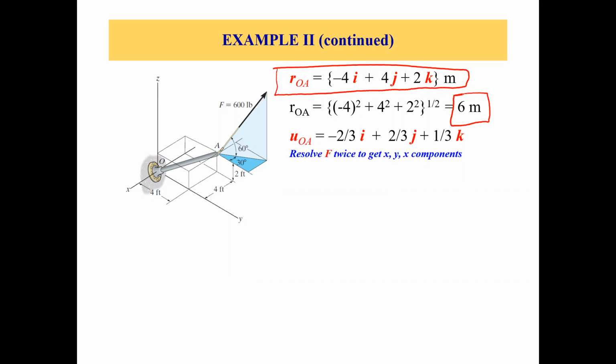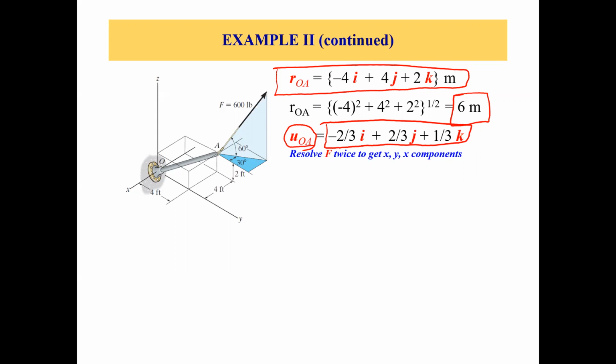Okay, so now we have the position vector and its magnitude, so we can find this guy, the unit vector u sub OA. How do we find the unit vector? ROA divided by the magnitude of ROA, right? If we do that, we get negative 2 by 3 i plus 2 by 3 j plus 1 by 3 k. So this is the unit vector.